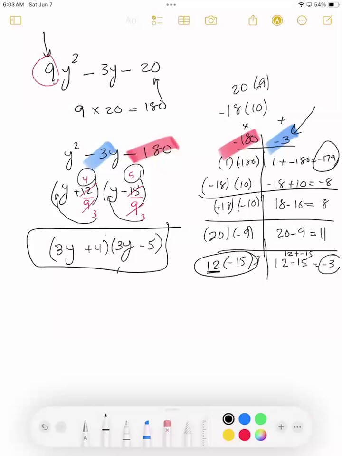So, factor negative 3w to the power 2 plus 33w plus 36. We are going to factor the greatest common factor first. That's what you should do. Every time you have a problem that requires factoring, look for the greatest common factor before you do anything.